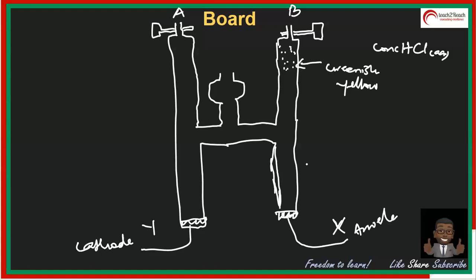The cathode will be the negative electrode, right? So if chlorine is formed here, because chlorine is that greenish yellow gas, chlorine would have been formed at the positive electrode, which is the anode. Do you understand this?